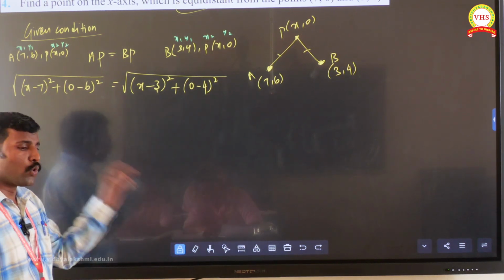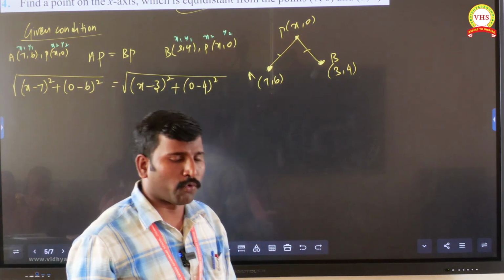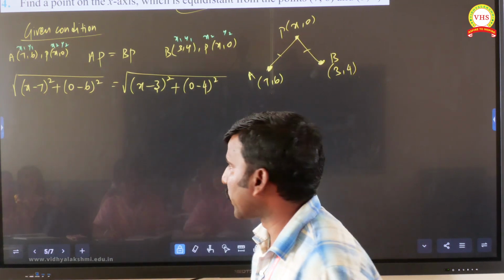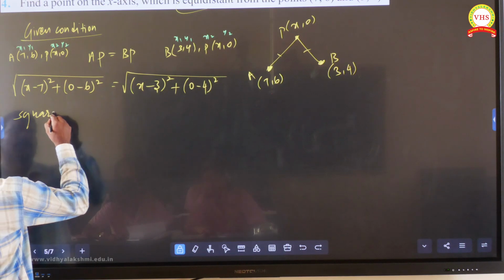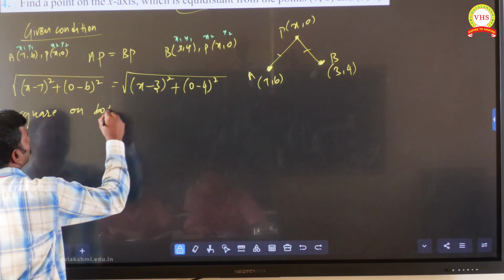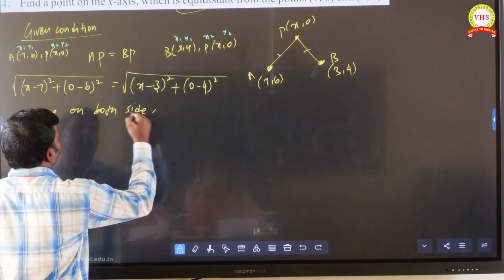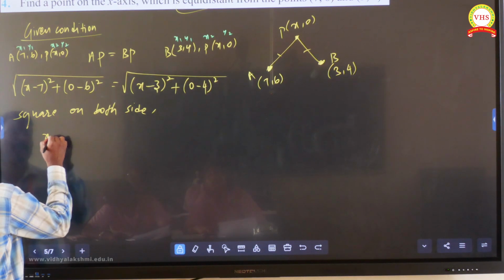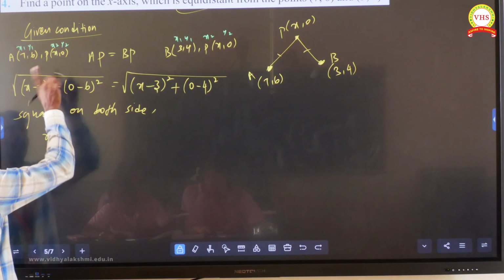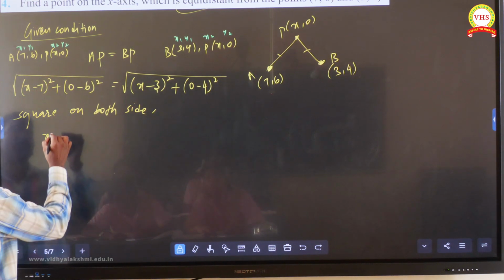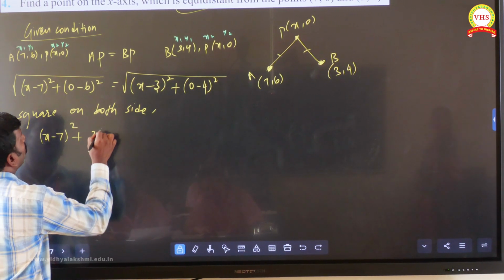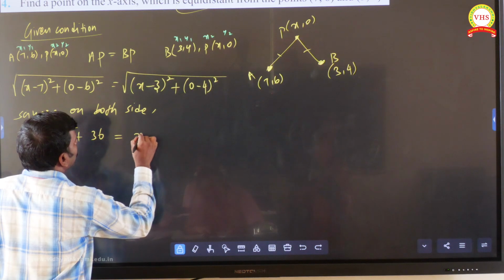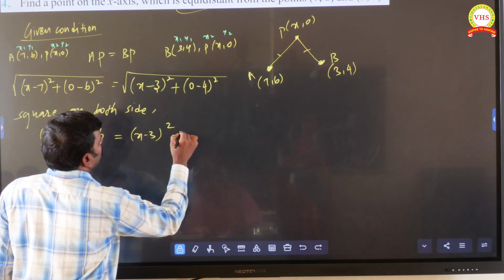When we have a root, we cannot find x. So what we'll do? Square on both sides. On both sides I'm applying the square. Then the root will be cancelled. Then a minus b whole square formula I'm going to apply. x minus 7 whole square, and minus 6 whole square, that is plus 36 here. The same thing, x minus 3 whole square.